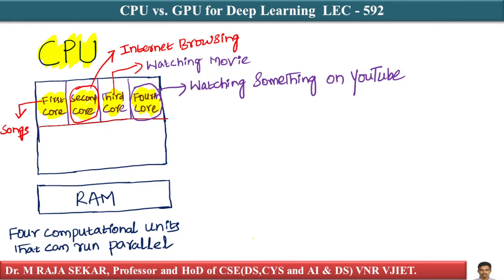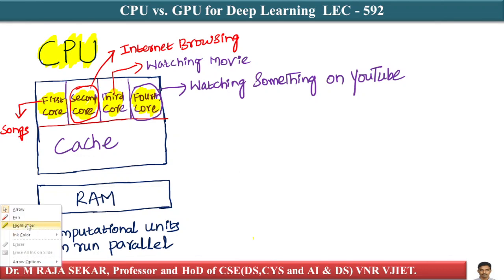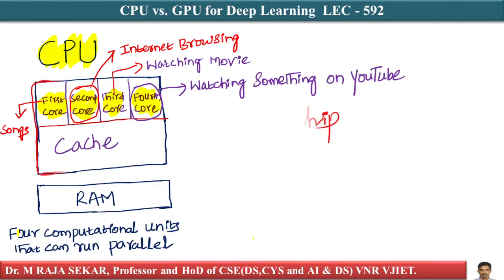All these cores, core 1, core 2, core 3, core 4, can work in parallel, and this space in between is called cache. Just observe this one. This is my cache, a cache memory. All of this is on a single chip: first core, second core, third core, fourth core, and cache. All of them are on a single chip.